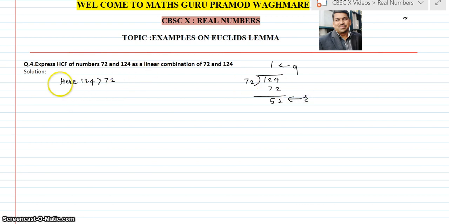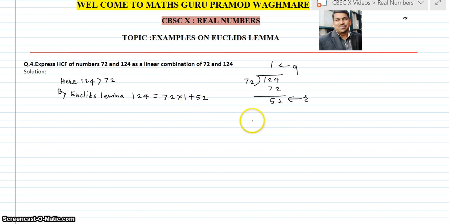So by Euclid's lemma, we can write 124 as, what? B is 72 into Q. Q is 1, plus remainder 52. As here the remainder is not 0, to find the HCF, again we have to divide 72 by 52.